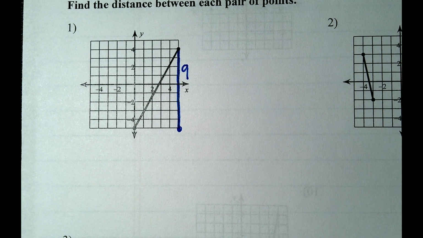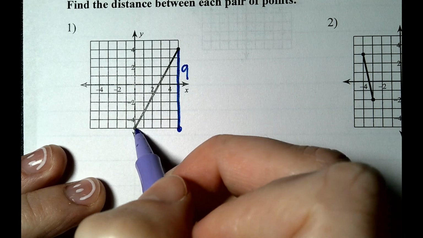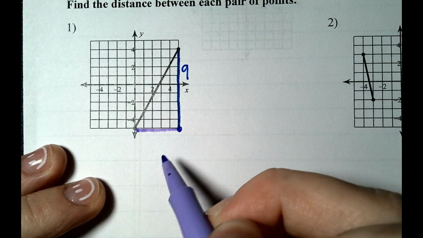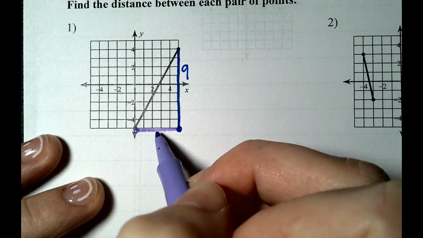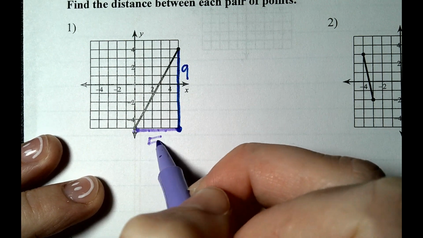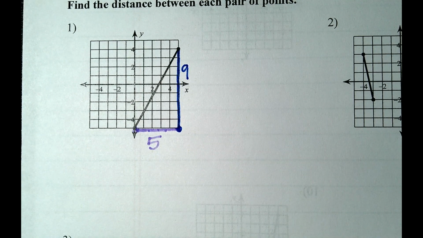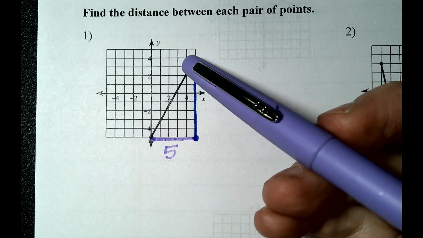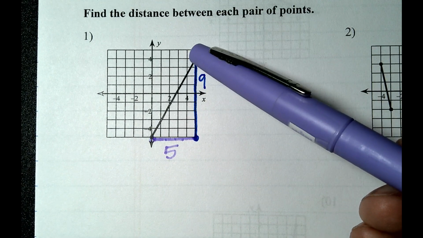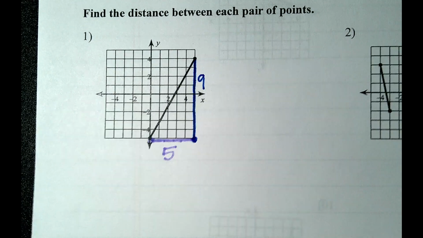Let's see, we could also find the distance between these points here, and that's 5. 1, 2, 3, 4, 5. Yep, that is absolutely correct. Okay. But how would I find the distance between these 2 points?